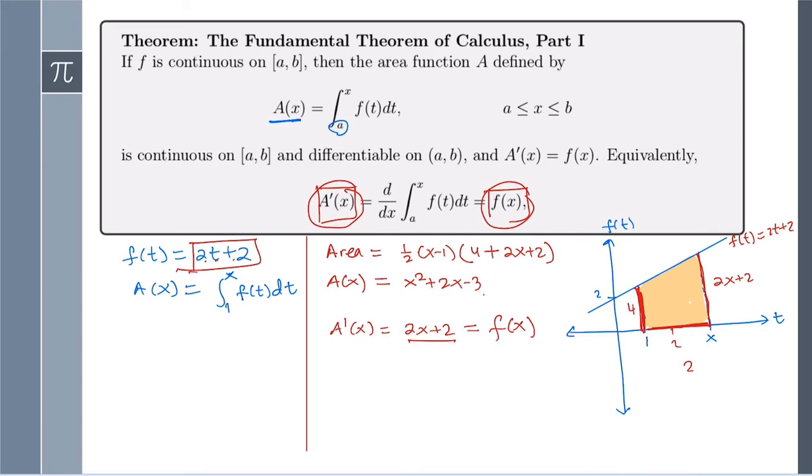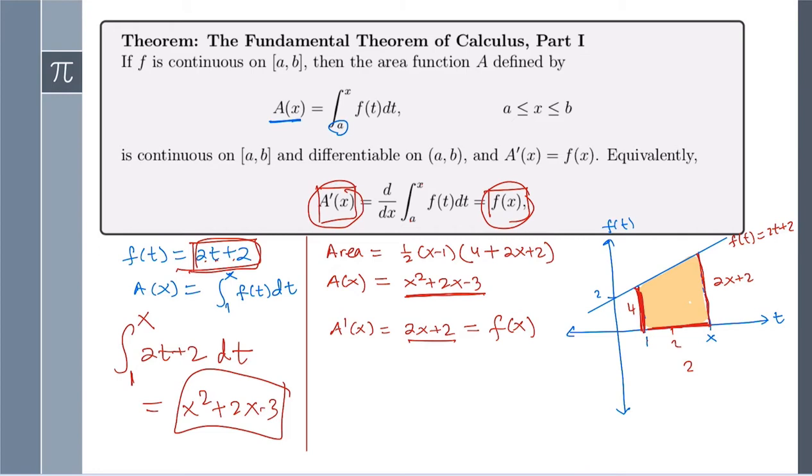Or if we take this one and integrate it from a to x, we will get the area function. So if we integrate this function 2t plus 2 from 1 to x dt, that's going to give us x squared plus 2x minus 3. That's another way to interpret this. So that's the meaning of this one. If we have an area function and we find its derivative, then that derivative will give us the function representing the curve.